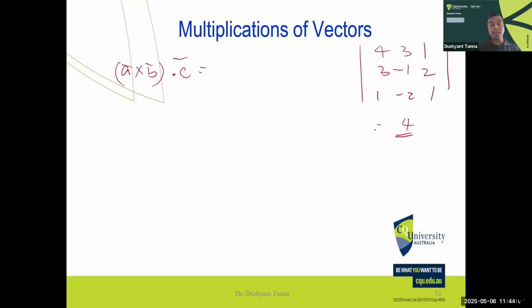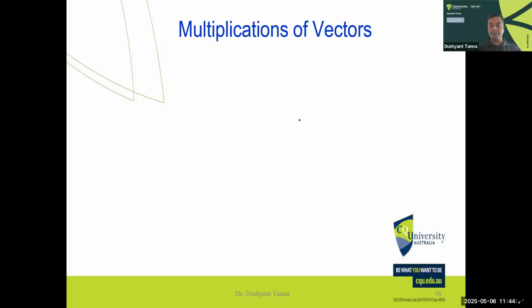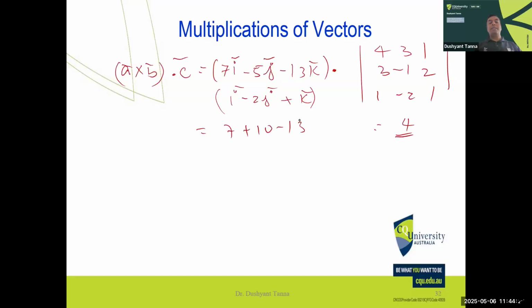You already got A cross B: 7i minus 5j minus 13k, dot C, which is i, 2j and k. That is 7 plus 10 minus 13. 17 minus 13. That's 4. Verify.